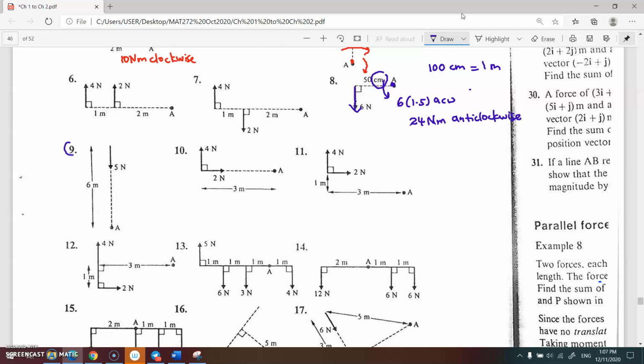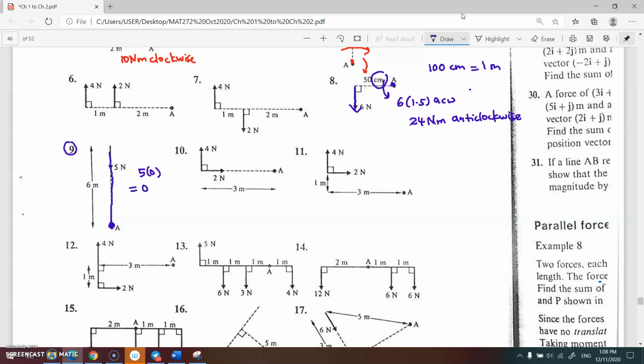Question number 9. Okay, question number 9, the force is 5. And how about the distance? There is no distance because it will go straight to A. So the distance is 0. So the moment is 0. There is no perpendicular distance.